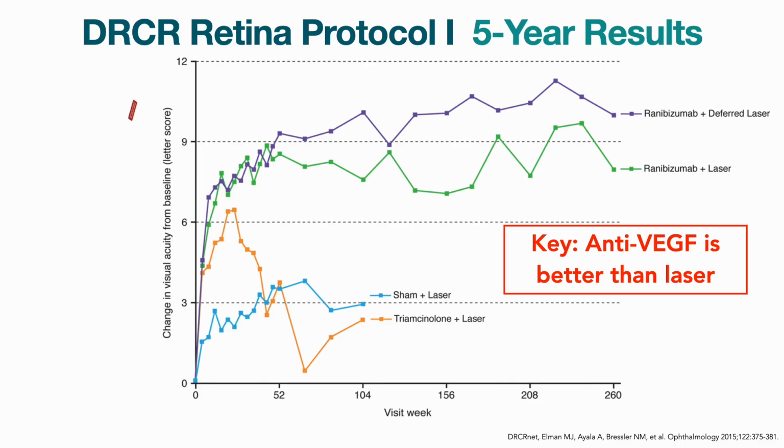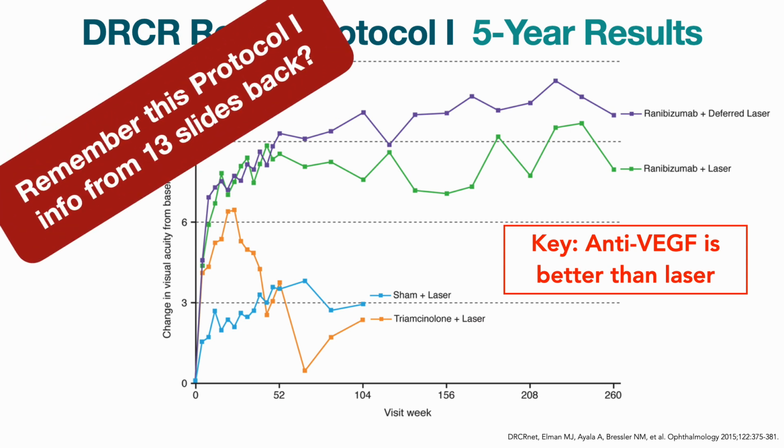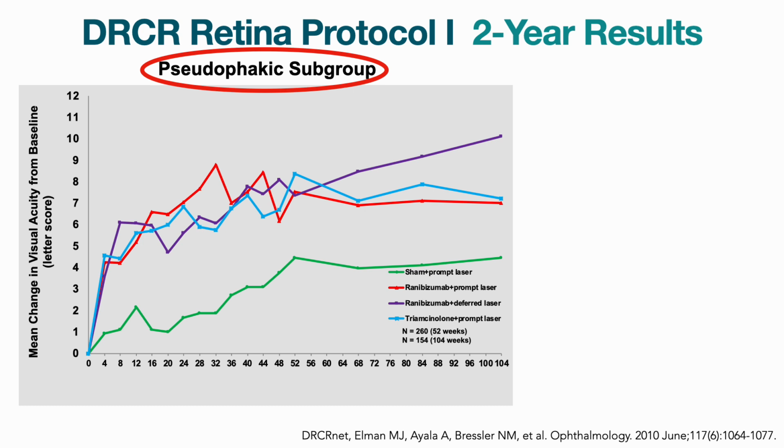Let's talk about steroids for just a bit. Remember this protocol I information from 13 slides back? This is the 5-year results. I told you that anti-VEGF is better than laser, and you could see here that we had triamcinolone plus laser way down here at the bottom. Well, we reanalyzed that, just looking at the 2-year results, and we only looked at the pseudophakes. And look at this. The green's down here.